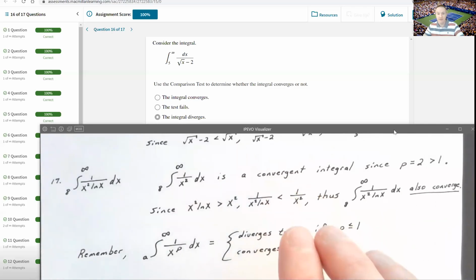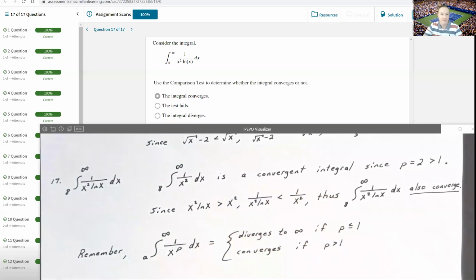For number 17 here, the last question, we have the integral from 8 to infinity of 1 over x squared natural log of x. As soon as I see this problem, I'm just looking at it and saying, well, the denominator is more than 2 more than the numerator. This is going to have a convergent answer, period. Now, I could already say it's the first choice, move on, but trying to show the comparison test.